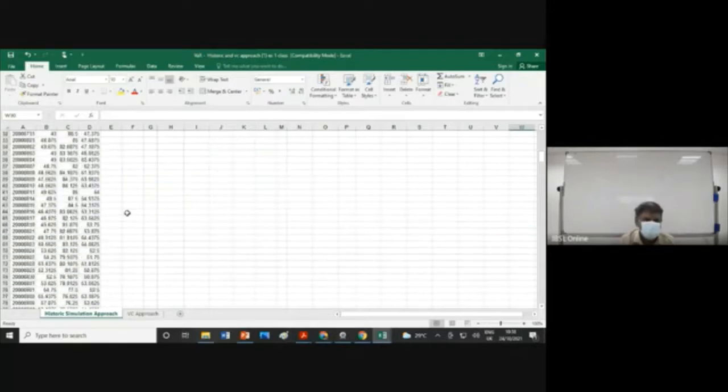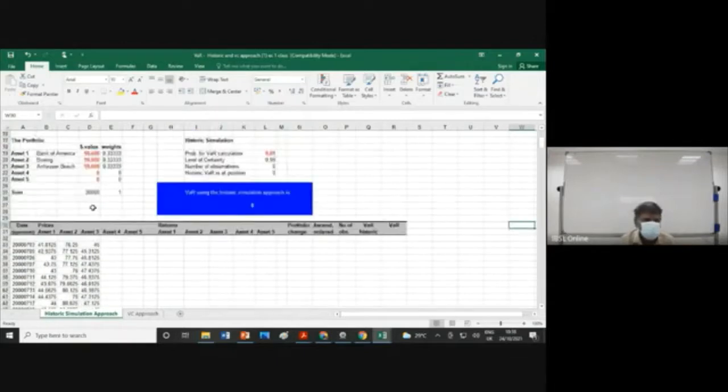Okay, so we'll stop for the tea break, and we will start with portfolio analysis. That is not one asset, but three stocks. How do you compute the value at risk using the historical simulation and the variance covariance method? Earlier we looked at a single asset. Now we look at the portfolio. So we'll do it after the tea break. Any questions before we wind up for the tea break?